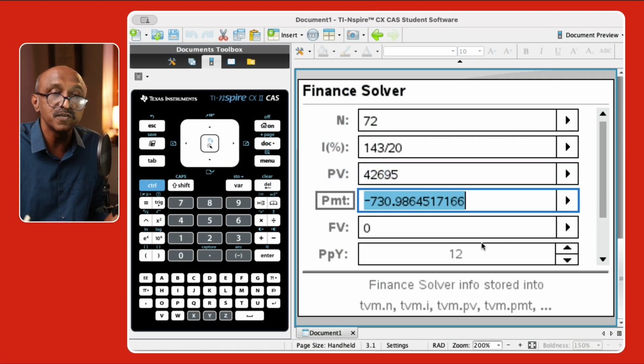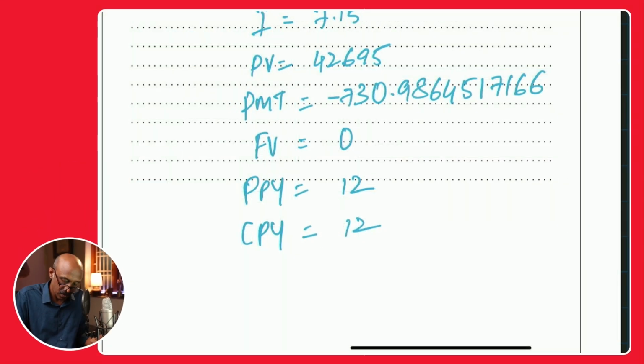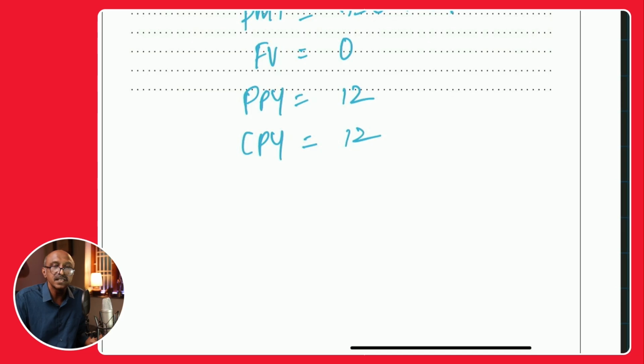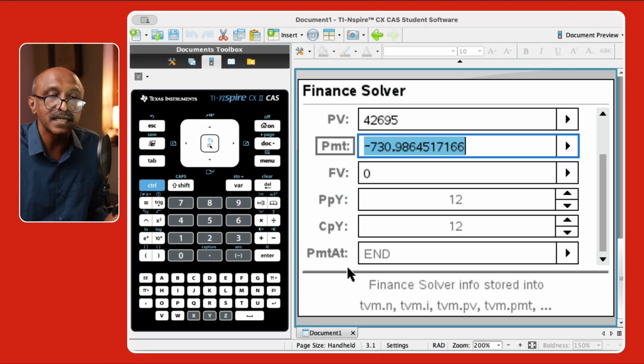So going back to my calculator, future value is 0 because that is what you want, the loan to become 0. And the payment per year, PPY, is 12. CPY is also 12. I can come back to my screen right now. And what does it say? Payment at, it says PMT at. Not sure whether the Casio has this feature. That means you have to work it out in a different way. I'm going to show that in the calculator again. This is what I'm referring to, the payment at. I'm not really sure whether the Casio has that feature.